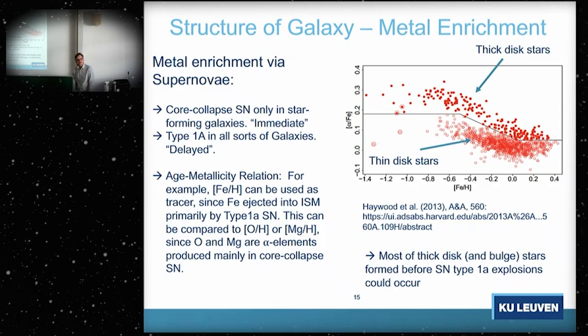And then you can compare this to your alpha elements, oxygen, magnesium, since they are alpha elements, produced mainly in core collapse. So what should you have then? Well, in the beginning, the enrichers are via the immediate, that is the massive star collapse, and that's alpha enrichment. So the alpha over iron content should be high.